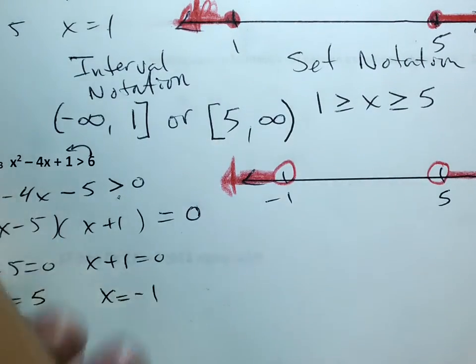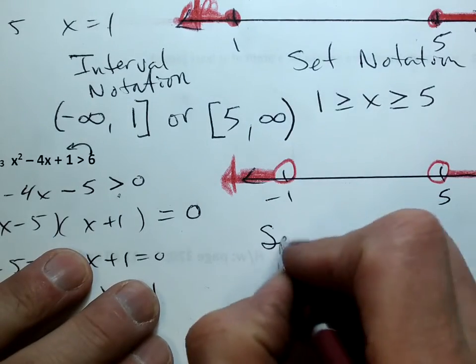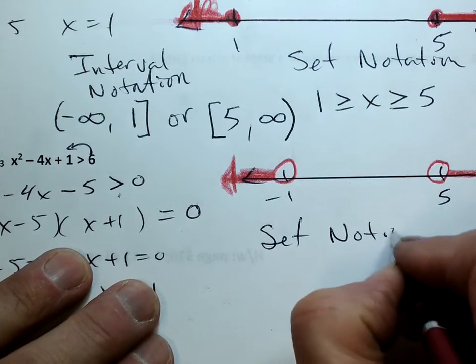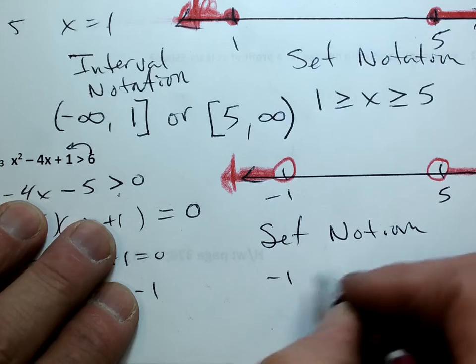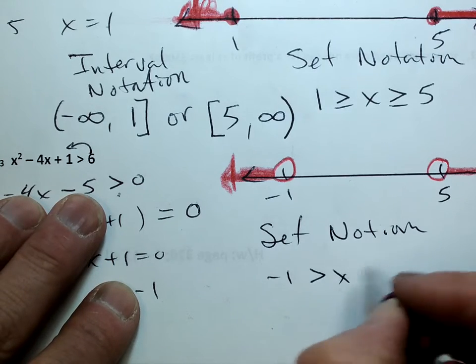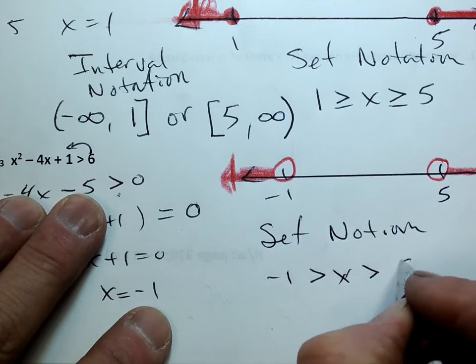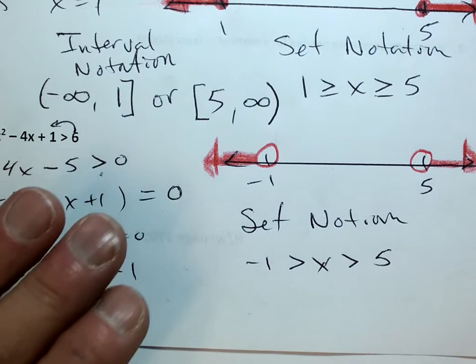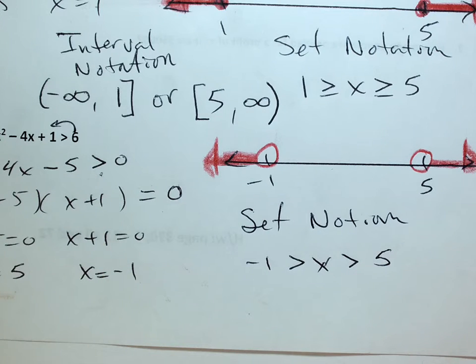Okay. Set notation on this one. We're going to go x less than -1, or x greater than 5, okay? So remember I told you whatever sign's here in the question is going to be the same way down here. But if we read it backwards, it makes sense to me. x is less than -1, sure enough. And x is greater than 5, sure enough.